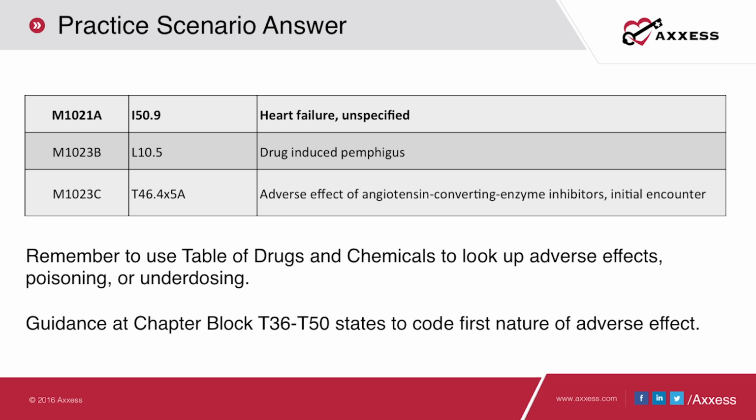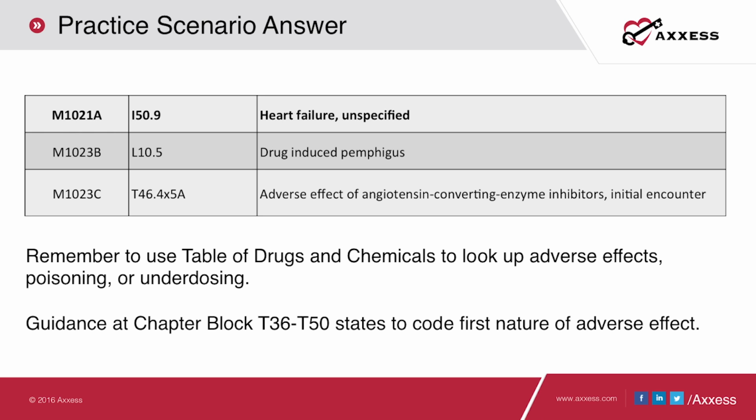So when you do that, you're going to have to use the table of drugs and chemicals to look up adverse effects, poisoning, or underdosing. How do you know the difference? Adverse effects happen when the patient is taking the drug as prescribed and it's prescribed correctly. Poisoning is when they take too much of the drug, and underdosing is when they take too little. So we know the patient was taking the drug properly until it was discontinued yesterday, so that would be an adverse effect.